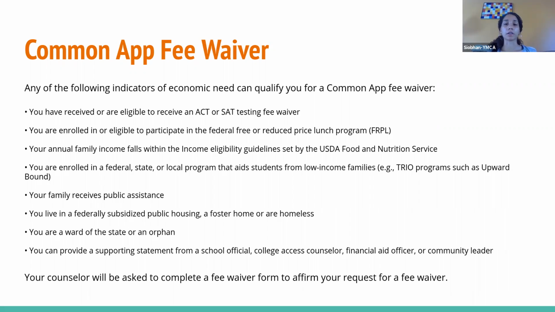If you're eligible for TRIO, you can also get a Common App fee waiver, and that would probably apply to a transfer student. If your family receives public assistance, you're eligible for a fee waiver. If you live in public housing, foster home, or you're homeless, that also makes you eligible. If you're an orphan or ward of the state, or otherwise, if you can get a supporting statement from a school official, a college access counselor, financial aid officer, or community leader, basically someone who can vouch for you and say this person should be eligible for a fee waiver for X, Y, and Z reasons. It also says that your counselor will be asked to complete a fee waiver form to verify that you're eligible for one.